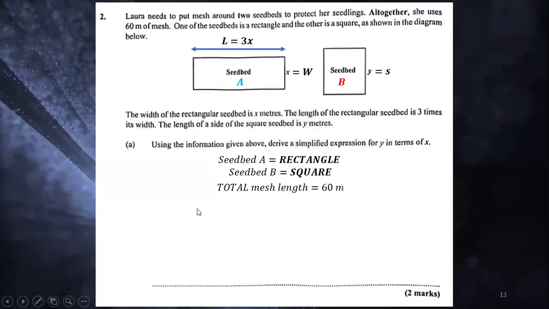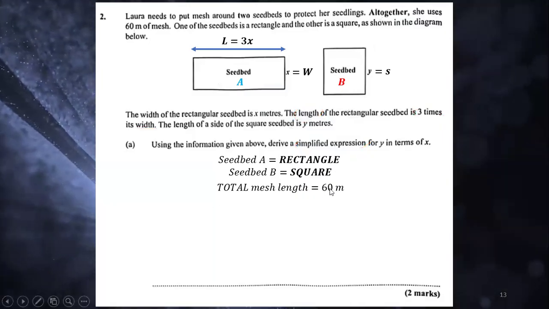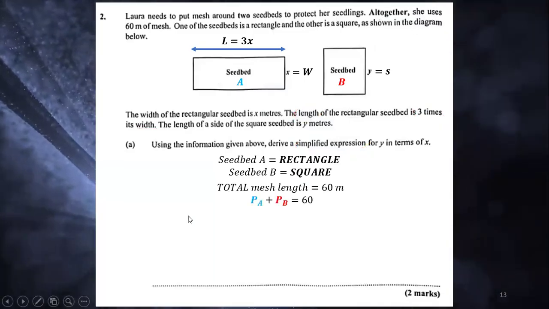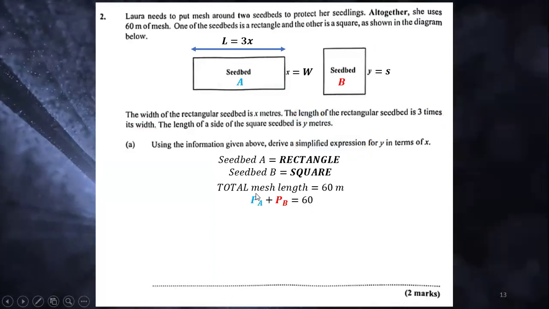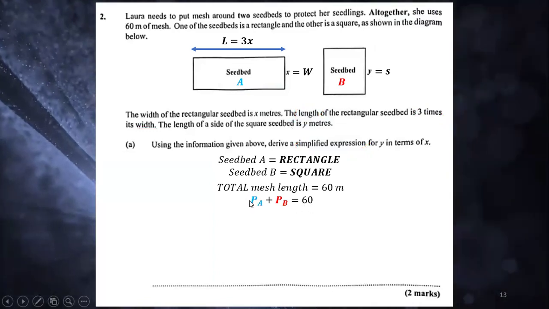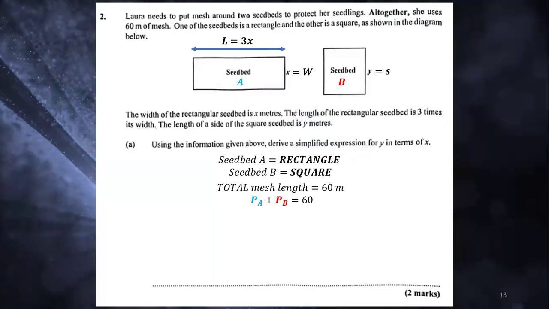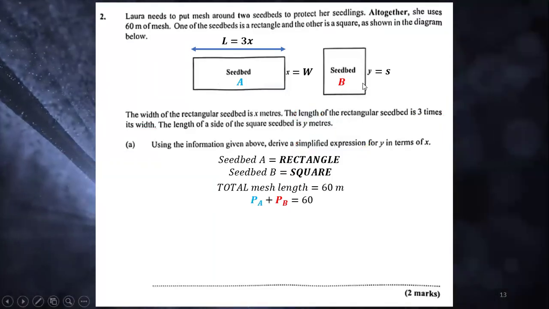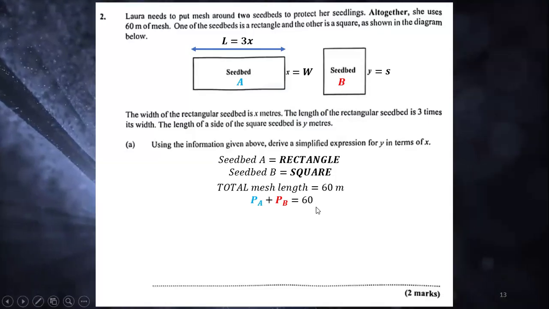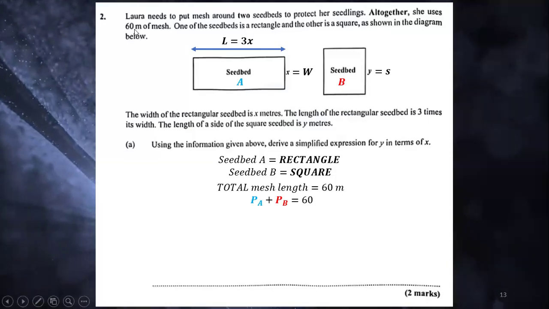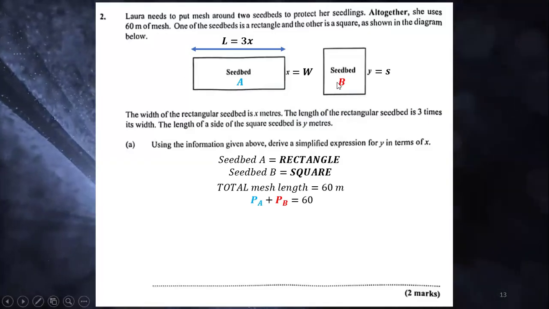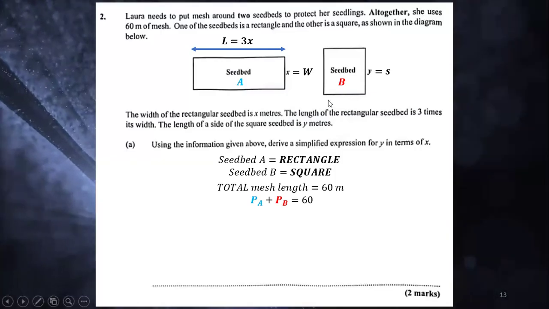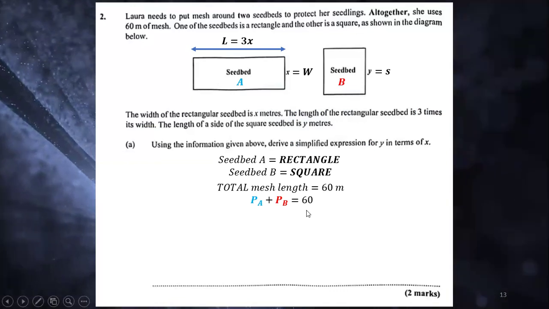So we're going to have total mesh length is going to be equal to 60 meters. Total means, again, the same as altogether, which means to add, which means PA plus PB equals 60. What does P mean? P is actually the perimeter. The perimeter of seedbed A plus the perimeter of seedbed B should give us back the same 60 meters. Why? Because Laura used 60 meters and she used it on these two seedbeds. So if you can get the perimeter of A, which is a rectangle, and add it to the perimeter of B, which is the square, it must equal 60 meters.